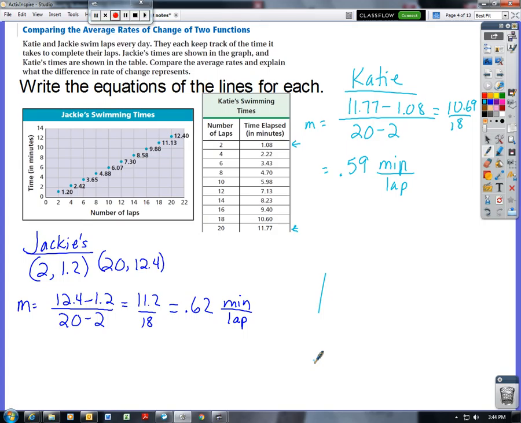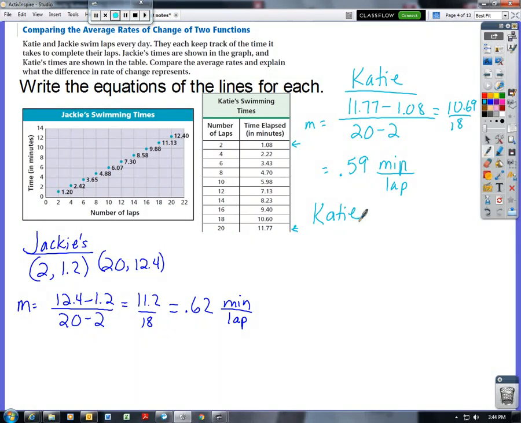Okay, so who is fastest? Well, the person that can do the lap in the shortest amount of time is going to be faster, right? So that's going to be Katie. It takes her less time to do a lap.